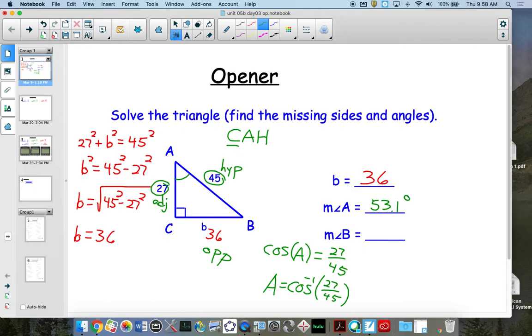Now, I could set up the same idea to find angle B using sine or cosine or tangent, but I already have two of the three angles in the triangle. And I know all the angles in the triangle add up to 180 degrees. So I'm just going to subtract the 53.1 and the 90 from 180 degrees, and that'll give me what I'm left with. So that should give me 36.9 degrees. Okay, so that's how you solve those.